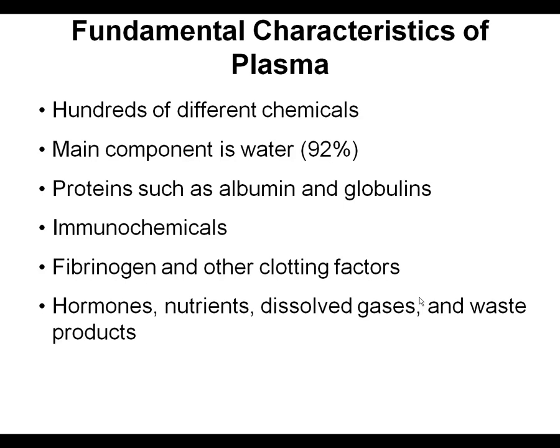It does have some immunochemicals that are very important in the processes of inflammation. It produces fibrin that's going to allow for some clotting factors that are going to help to isolate particular bacteria. Once we get into inflammation, you'll see about these clotting factors that are going to localize an infection. It does secrete some hormones. It does contain nutrients as well as dissolved gases, and it is one of the places where waste products will go and be carried out of the body through the cardiovascular system.